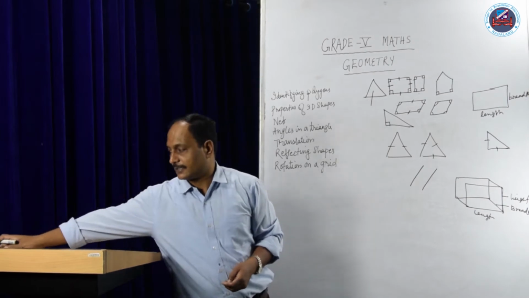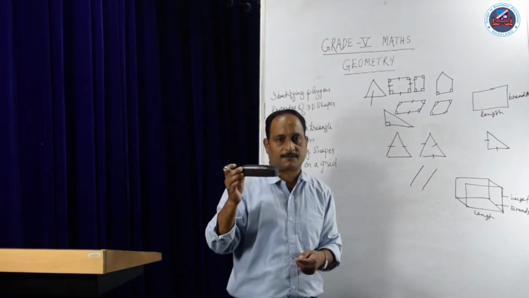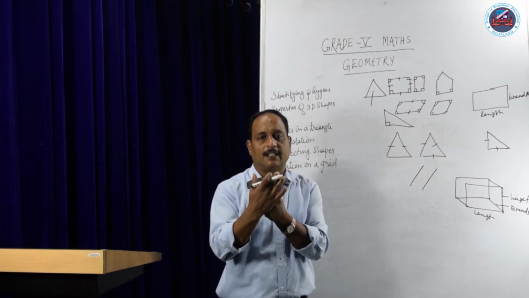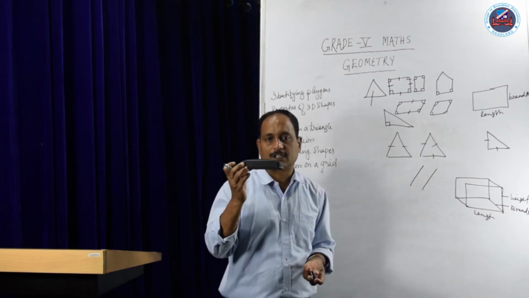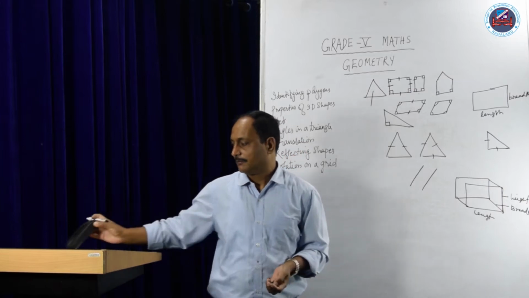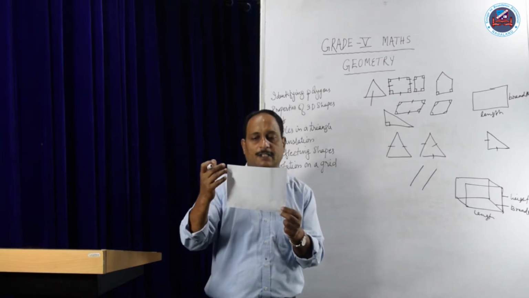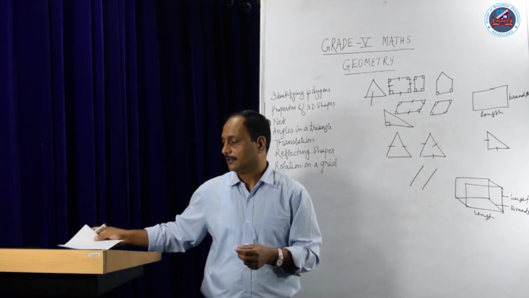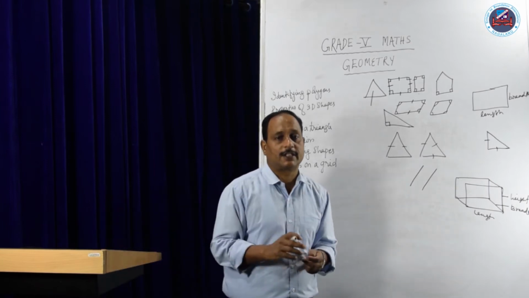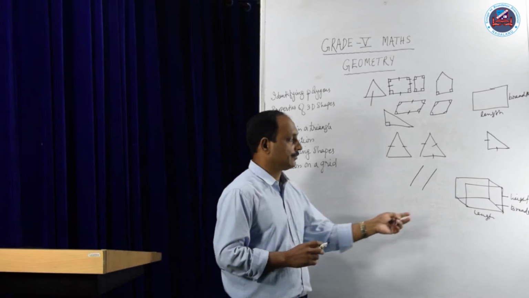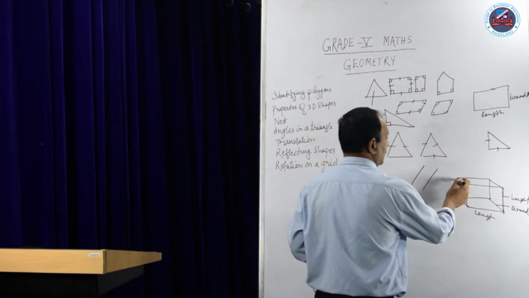Let us take the example of this duster. Length is there, breadth is there and the height is there. It falls under 3D shape. But this paper does not fall under 3D shape, it has length and breadth only. So what is a 3D shape? It means a solid shape, a solid figure, which falls under 3D.